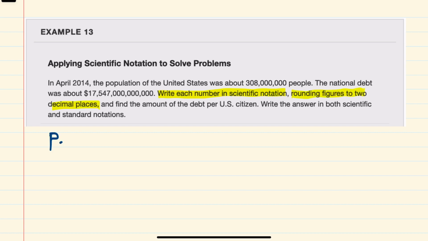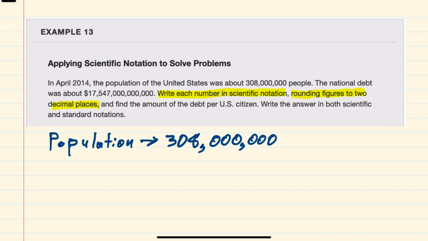So I'll start with population. To write this in scientific notation, it's a large number, so I know that I'm going to end up with a positive exponent. And in scientific notation, the decimal would have to move to be behind the first non-zero number. So in scientific notation, this would be 3.08, and the decimal was moved 8 times. So this would be times 10 to the 8th.